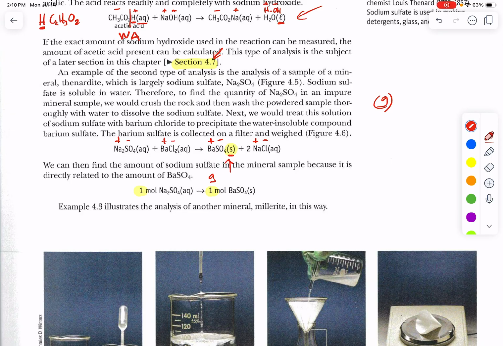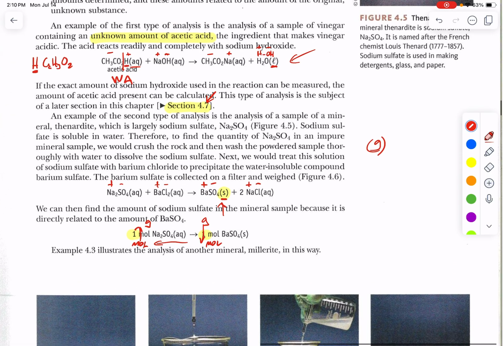You dry it down, maybe in an oven, or you use an evaporation flask to pull off all the water. You've used those already in the chem lab. Then you can take your grams to moles, and since it's a 1-to-1 ratio, you can convert that into moles of sodium sulfate that must have reacted to produce that many moles of barium sulfate. Then you can convert that into grams of sodium sulfate.